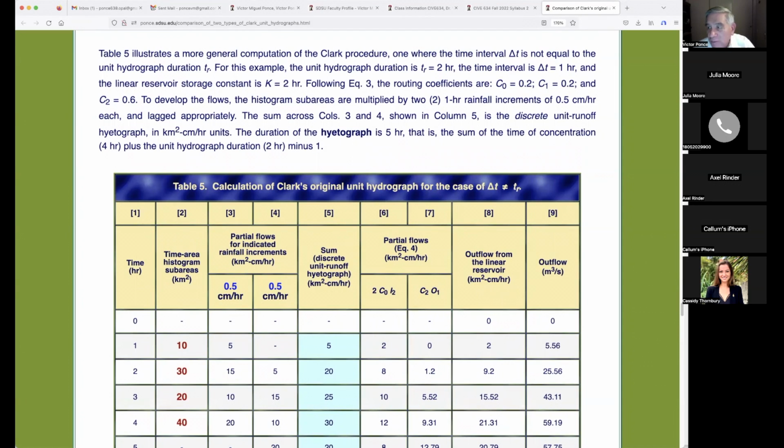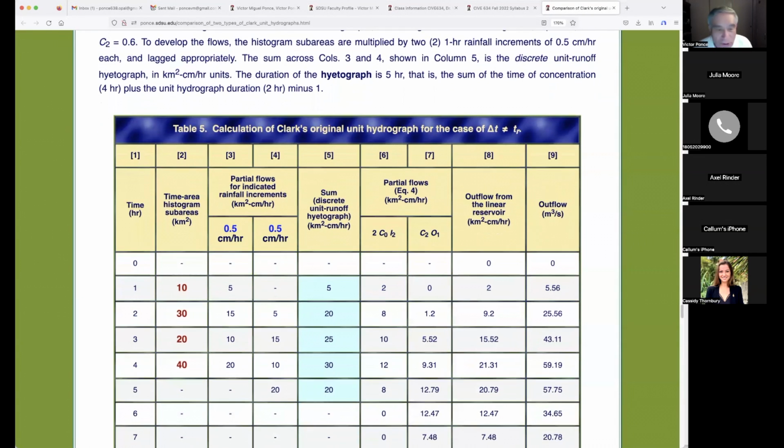In the case of Clark's method, he did it the same, delta T equal to T sub R. But we felt that the more general method is when delta T is not equal to T sub R, because if it's not equal to T sub R, then the method gets a little bit more complex. And we decided we were going to explain how to do that. It's easy to do delta T equal T sub R. It is more complicated to do delta T not equal to T sub R. So we show an example here of delta T not equal to T sub R.